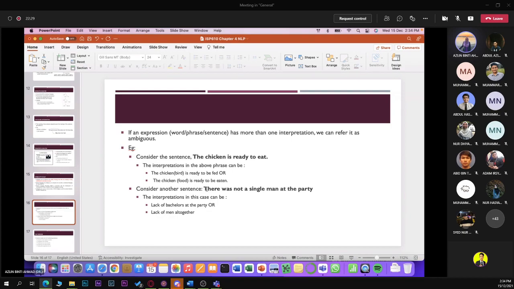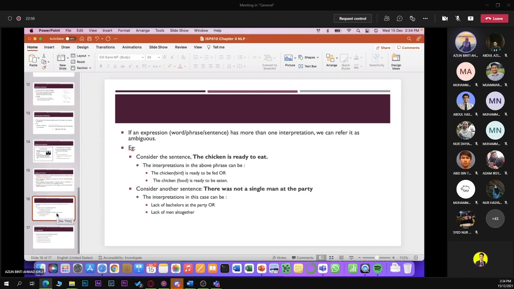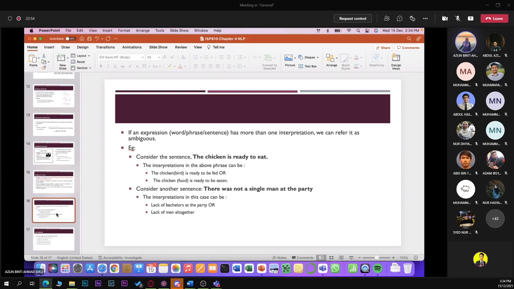And we have another example: there was not a single man in the party, which can be interpreted as lack of bachelors at the party or lack of men altogether. Okay, so these are the things yang you kena consider kalau you buat project berkaitan dengan NLP. Okay. Actually, that's all for NLP.